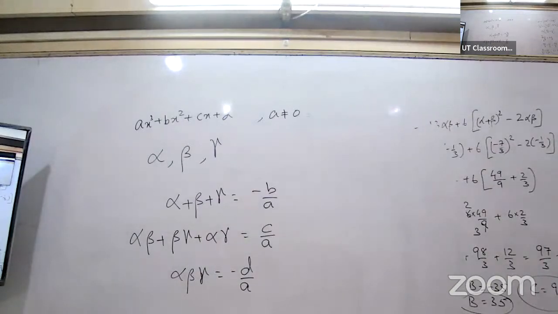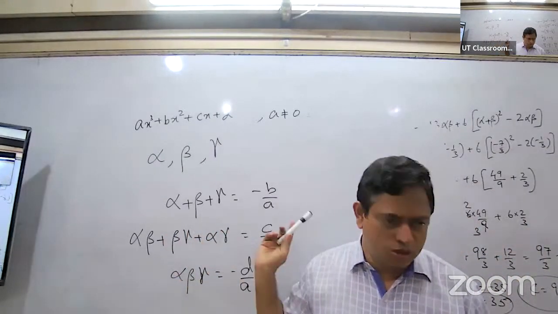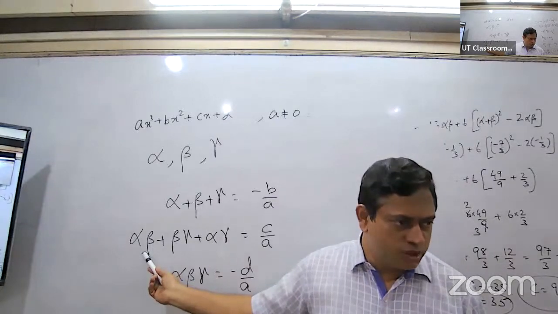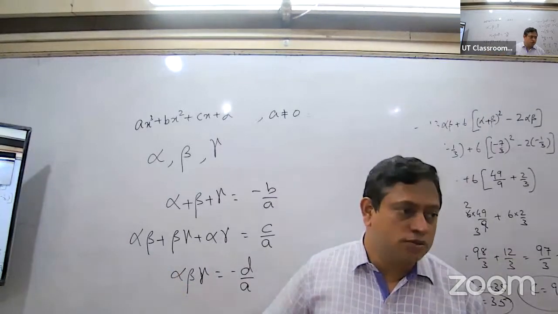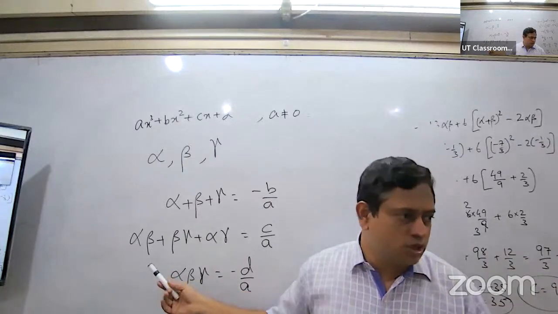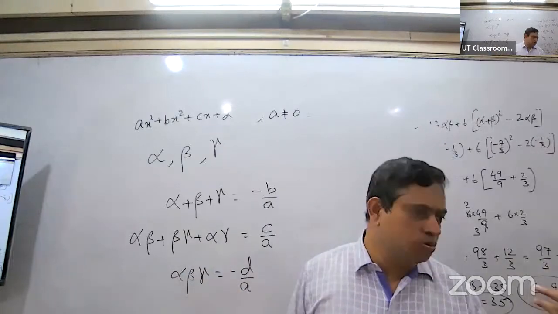Minus D upon A. Okay, written all of it. So this is called what? Sum of the zeros. What is the meaning of this one? Sum of the product of zeros taken how many times? Two at a time. Sum of the product of zeros taken two at a time.